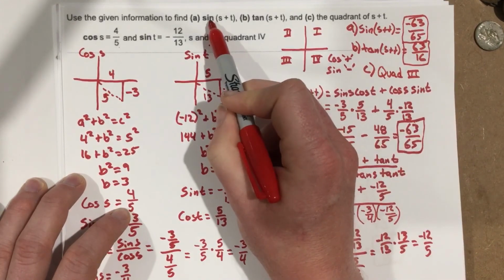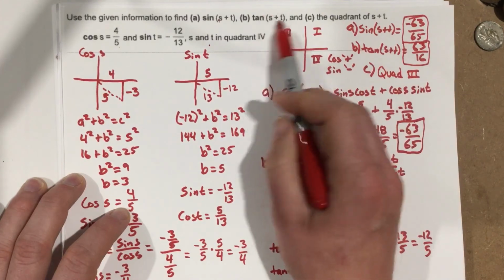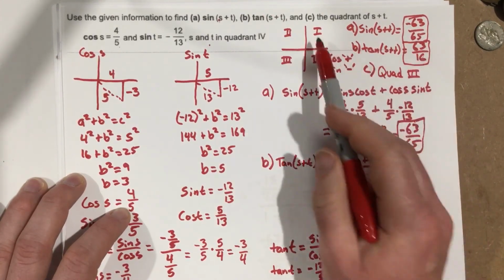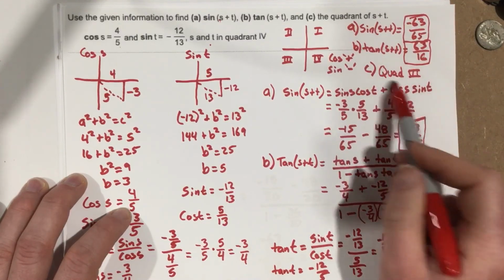So the answers to the problem were sine of S plus T, negative 63 over 65, tan of S plus T, 63 over 16, and the quadrant of S plus T, the angle when you add those two angles together, is quadrant 3.